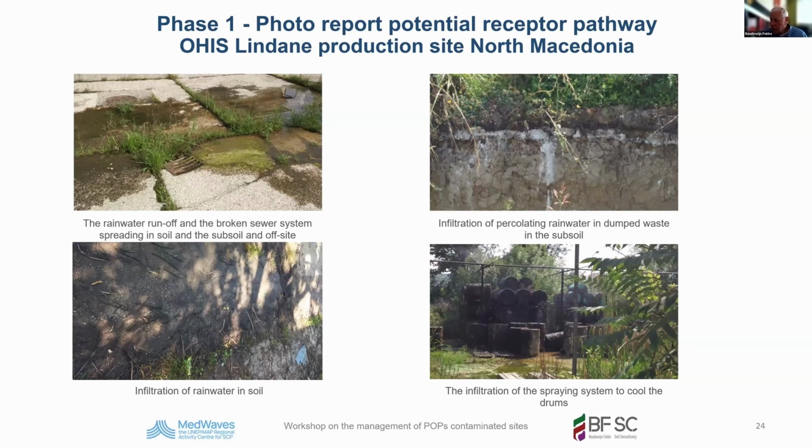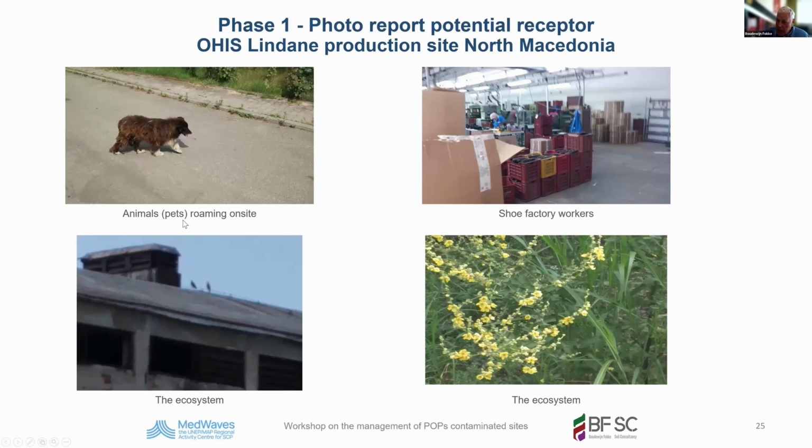These photographs give you already an impression of what is happening on site. And this photograph gives a lot of information to the reader of your report of the preliminary site survey. Here the receptors: animals, pets roaming around on site, the workers in the shoe factory, the ecosystem illustrated by the birds on the roof, and the ecosystem illustrated by the vegetation on site. So receptors are animals roaming on site, people working on site, and the ecosystem.